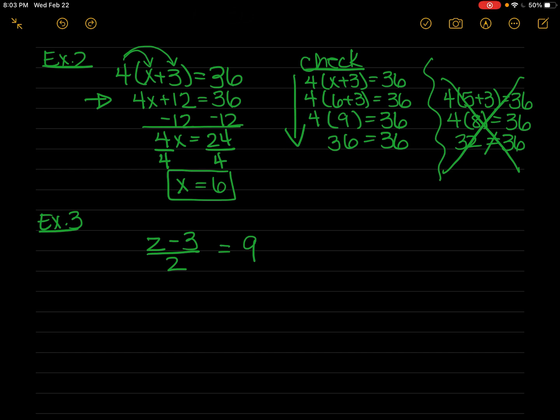So that's divided by 2, so I'm going to multiply by 2 on both sides. And that makes these two cancel each other out. And so I have z minus 3, and on the other side I have 9 times 2 is 18. Now I'm going to add 3 on both sides, and that gives me z equals 21.